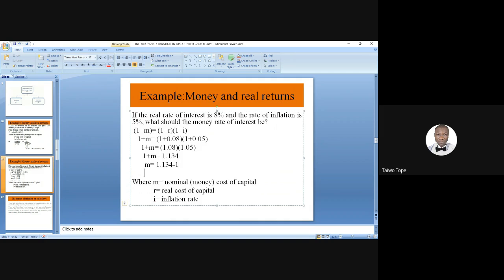So the value of M will be equal to 0.134. In percentage, M should be 13.4%. I hope this is clear.